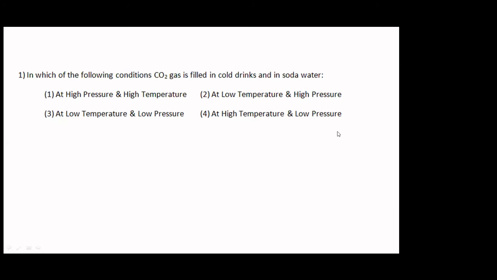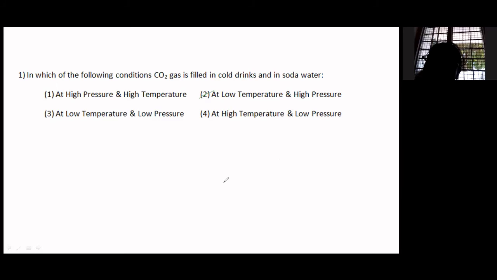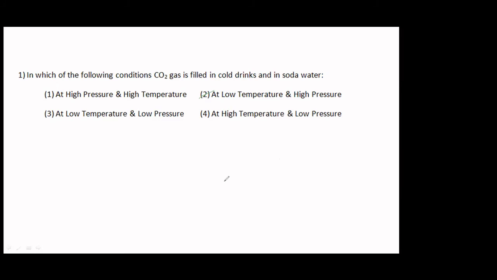Yes. Let me try to mute all those students. Doesn't matter. In which of the following conditions carbon dioxide gas is filled in cold drinks and in soda water? Dissolution of a gas is directly proportional to pressure, inversely proportional to temperature. Decrease in temperature and increase in pressure favor the dissolution of the gas, and hence the correct option is option 2. It's a repeated question, okay? In all competitive examinations, maybe because of its application. Okay.